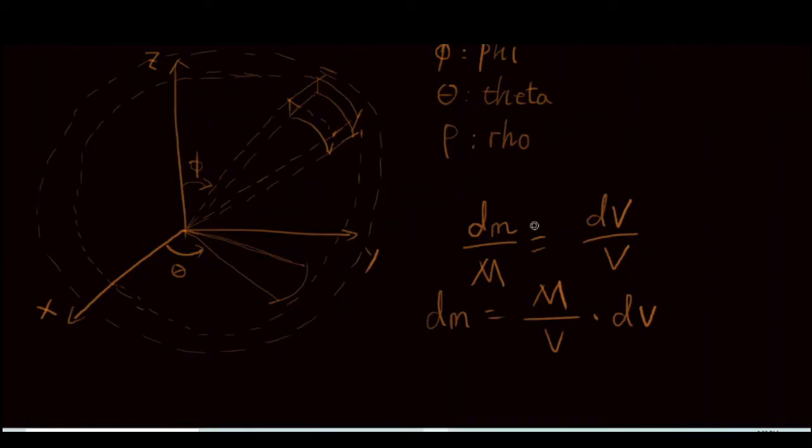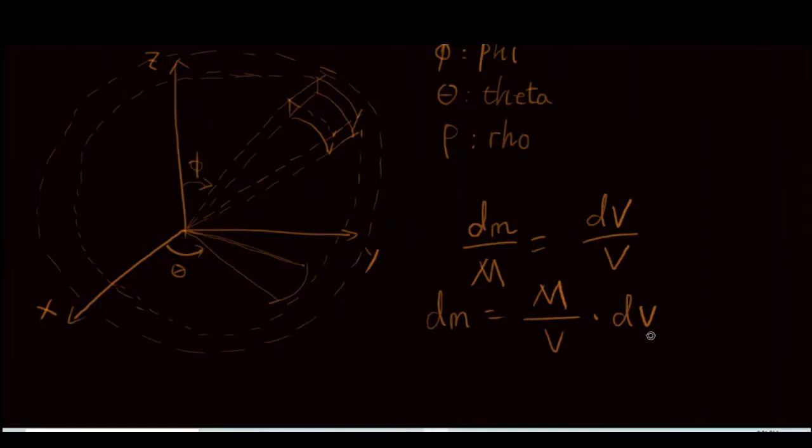So let's first look into dm. Because we assume that the mass is evenly distributed inside the sphere, we know that any small particle dm over the mass of this sphere would be just the ratio of the corresponding volume here. And then we could deduce that dm equals capital M over capital V times dV. Now we need to look into what is dV.